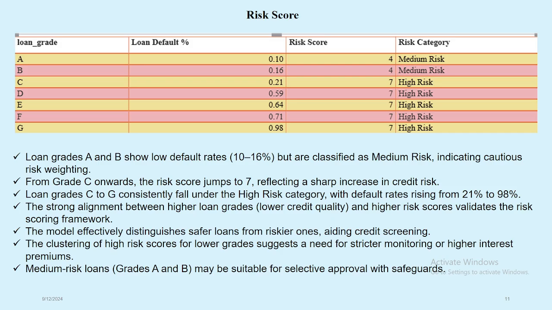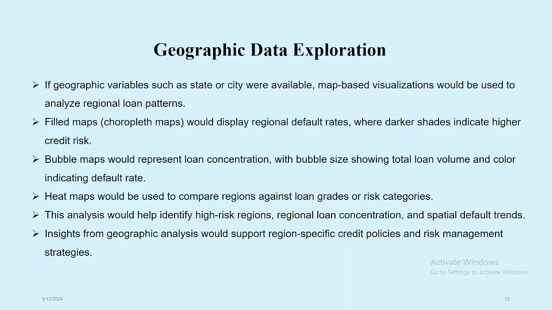That is the kind of thing we could observe: it helps in credit screening, in how we can easily distinguish safer loans from the riskier ones, from medium risk to high risk. Also, the clustering of higher risk scores for lower grades suggests a need for strict monitoring or higher interest premiums. Medium risk loans like grade A and grade B may be suitable for selective approval with safeguards.